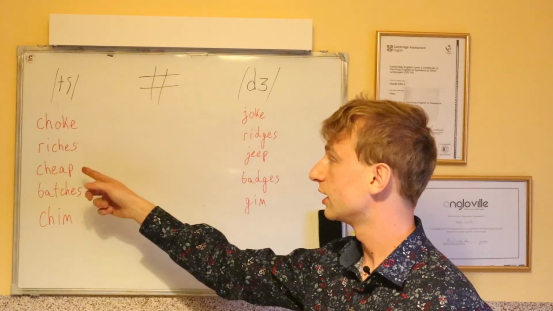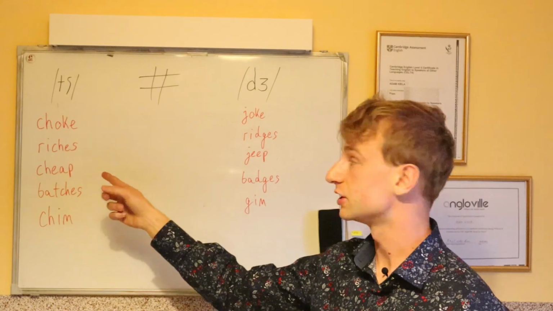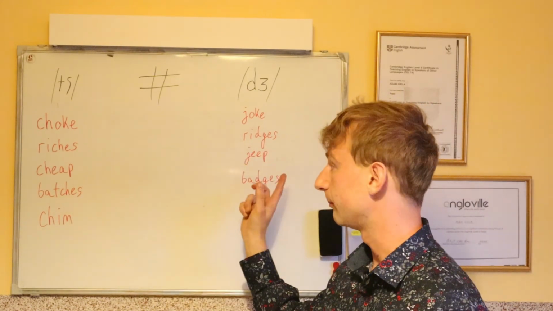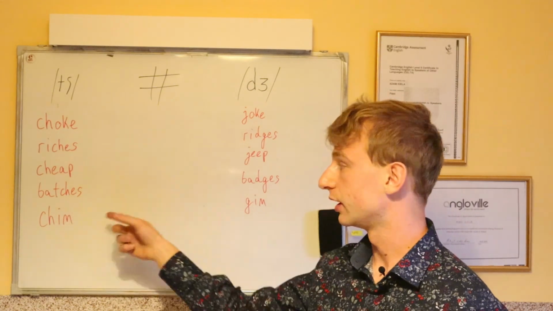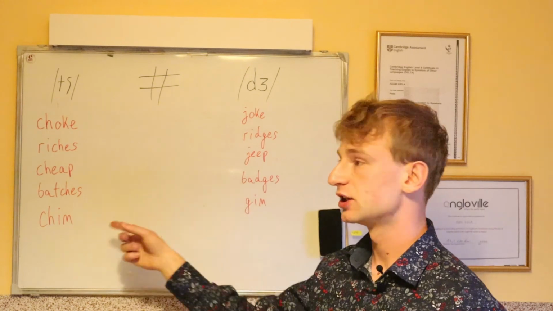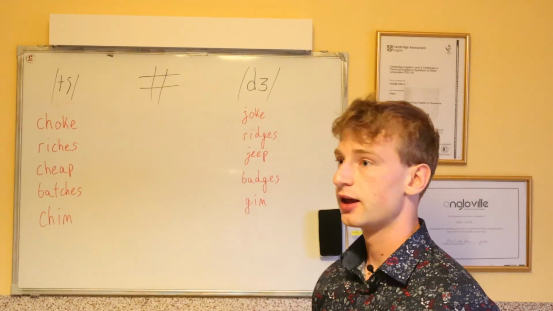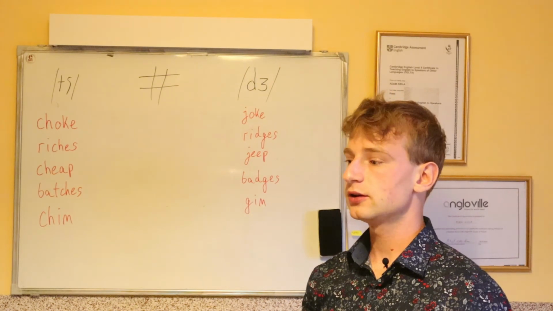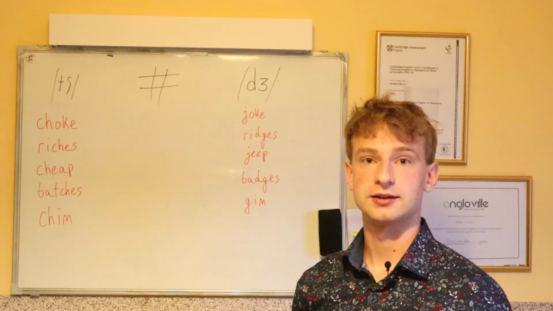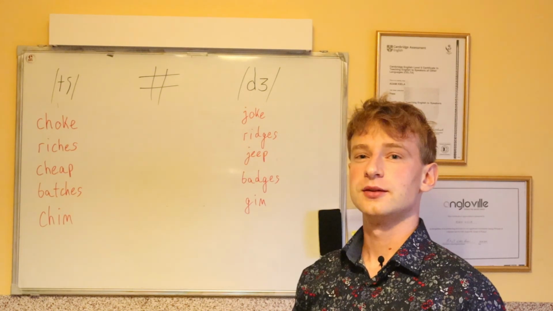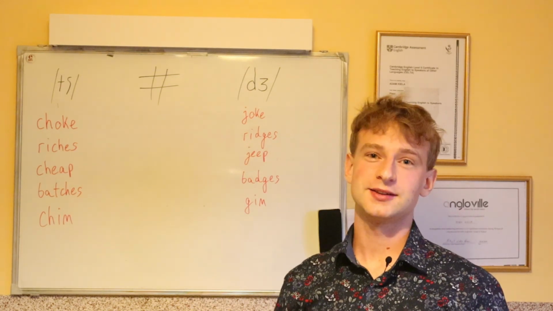Let's see. Choke. Joke. Riches, cheap, batches, chin. So you can practice this way and you can become really good at pronouncing these sounds. Okay, so practice and see you soon.